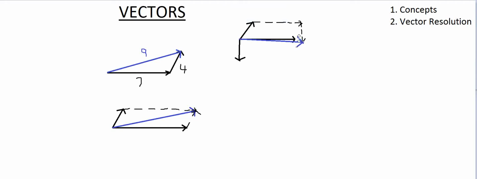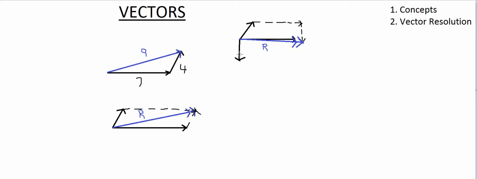Oh yeah, and one more point I forgot to mention. Note that resultant vectors are normally marked with two arrows instead of just one. So this is the resultant vector. This also is the resultant vector. Let me mark it with another arrow. So this is how you resolve vectors.